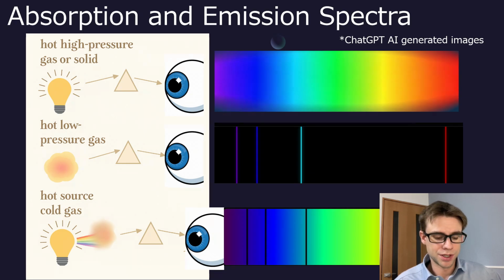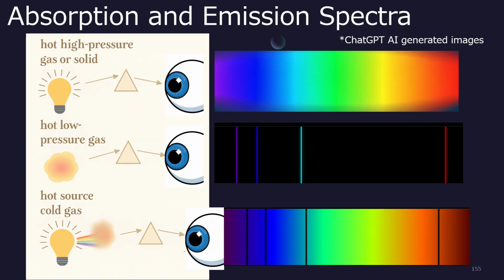We get the energy level transitions of electrons only instead in the atoms. Then the last case here is kind of special. So this time we have a hot source, and that itself you can just imagine as the first line here. It's a hot, high-pressure gas or solid emitting a continuous spectrum. Okay, so that's what we would see.